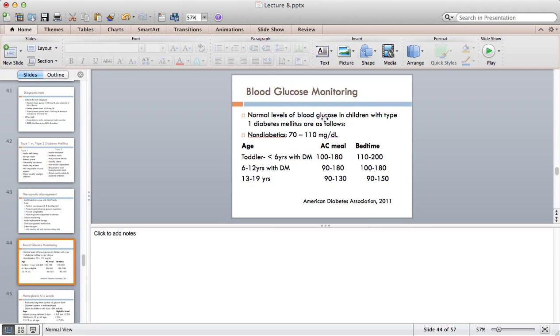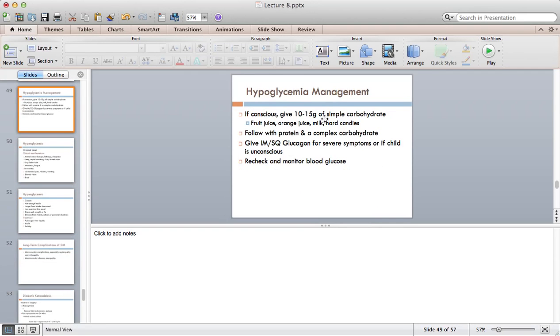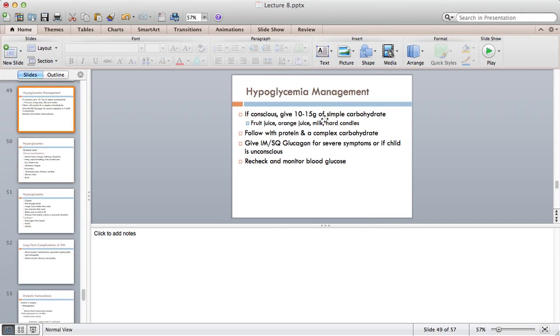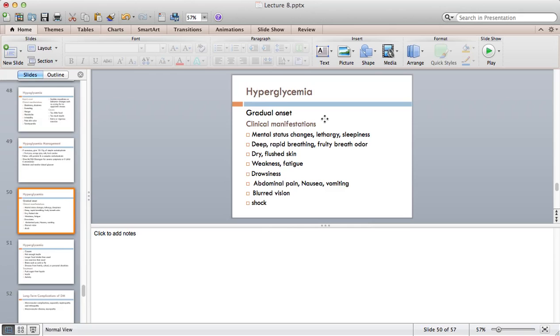And this could be a treatment of hypoglycemia. We would like to give orange juice, preferably milk or hard candy, and follow it with complex carb. And then if the child is unconscious, we would like to give glucagon. We do not give PO anything to anybody that is unconscious, or really woozy, where you are not sure where that person is, because you are setting that person up for aspiration, so you don't want to even try that.